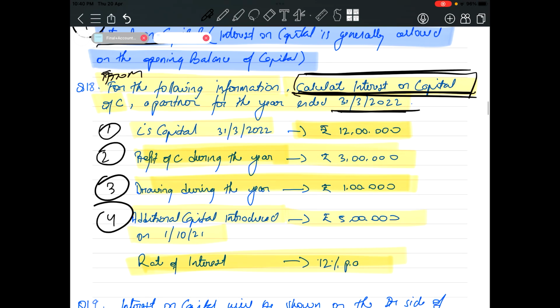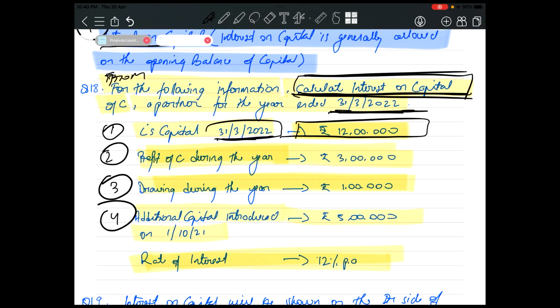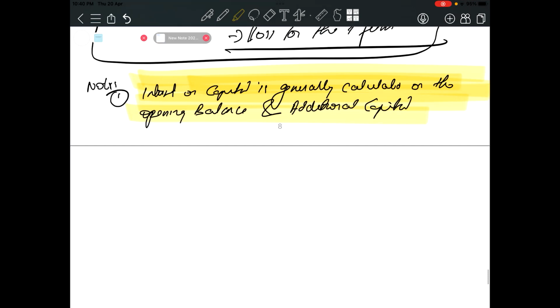So the question has given us the closing balance. See, this is the closing balance, na? The year is ending on 31st March and this rupees 12,000 is for closing balance, okay. Nothing is mentioned regarding the opening balance. So the first task we have to do here is to calculate the opening balance, okay. So now let's calculate the opening balance of the capital account, okay.